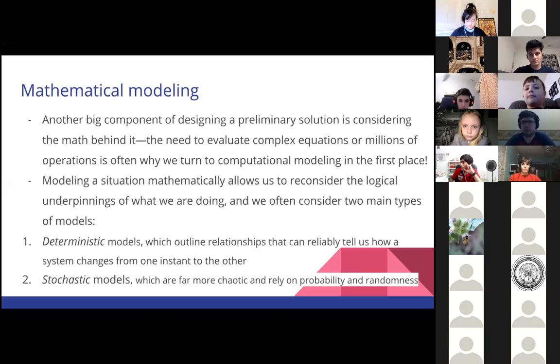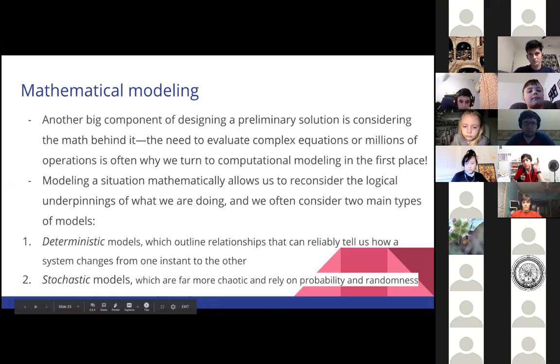First, deterministic models. Out of curiosity, how many people went to the causality workshop and heard Mr. Mueller talk a little bit about determinism?